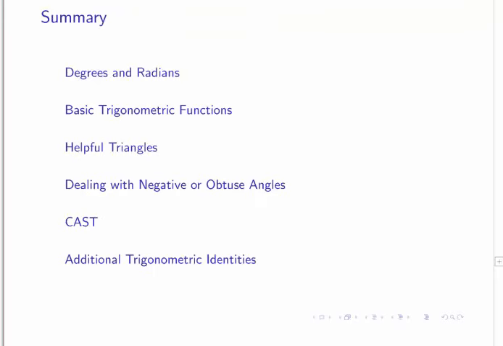In summary, we've looked at degrees and radians. We've worked out some basic trig functions. We've used helpful triangles to work out sine, cosine, and tan. And we've extended our concept to deal with negative and obtuse angles. We've used CAST to try to understand where the trig functions are positive. And then we've worked on additional trig identities.